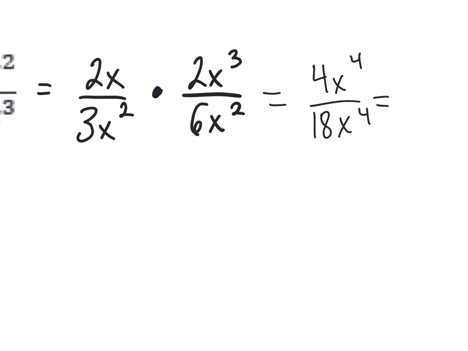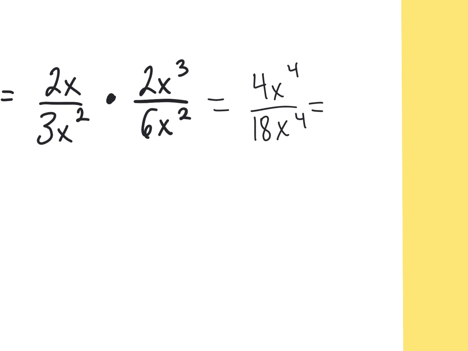4 over 18, what will go into both? 2. What's 4 divided by 2? 2. And what's 18 divided by 2? 9. So 2 over 9. And then x to the 4th over x to the 4th cancel out. 2 over 9 is my answer.